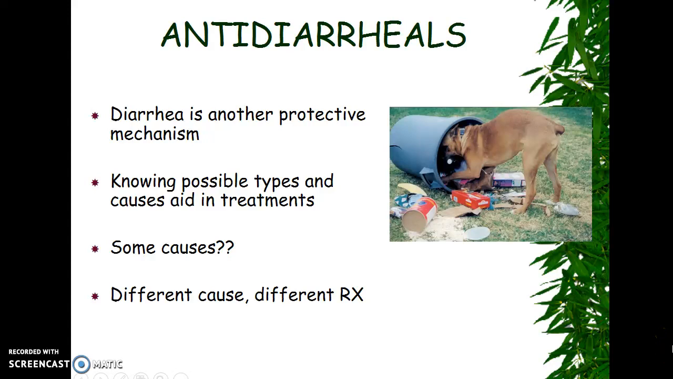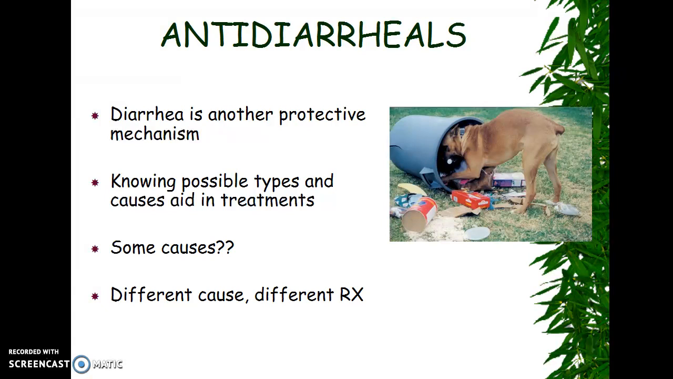So we've talked about, in chapter 4, inducing vomiting and stopping vomiting, and now we're going to talk about diarrhea. So we're going to start with stopping diarrhea. And diarrhea, just like vomiting, is a protective mechanism for the body to remove things from it that are causing irritation or other problems. But there is a point where it can become dehydrating, just like the vomiting can.